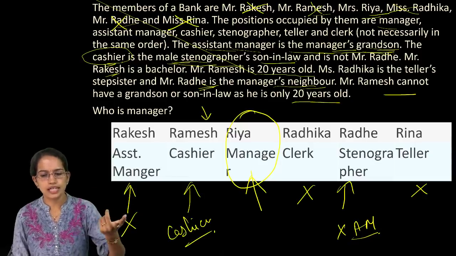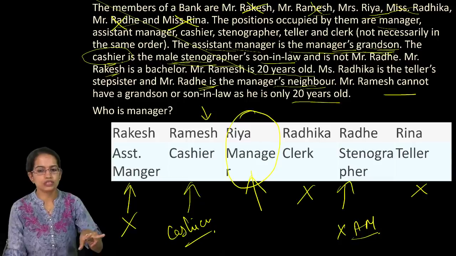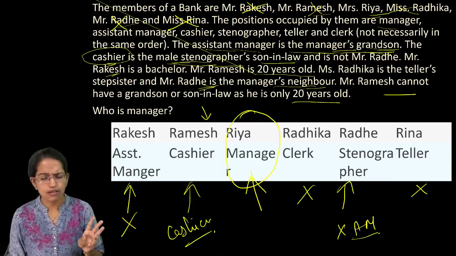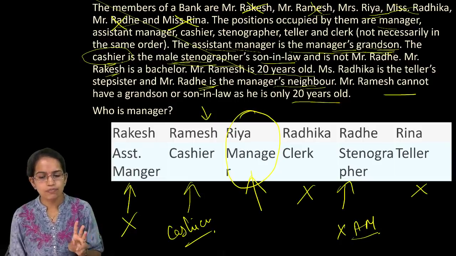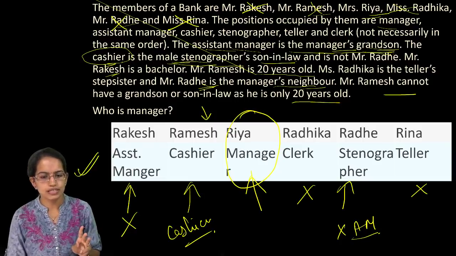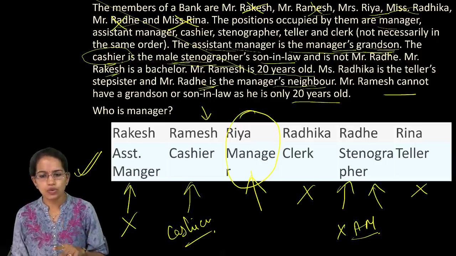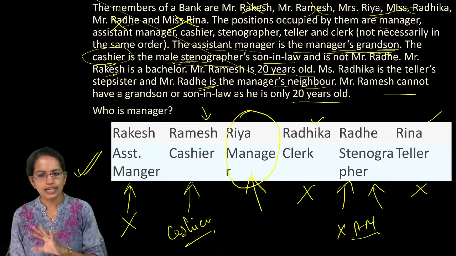And who becomes the stenographer? Now two males and two positions. So assistant manager and stenographer is left. Now since Radhe cannot be assistant manager, Rakesh would be the assistant manager and Radhe would be the stenographer. Once I have this, I am left with two girls, Radhika and Reena. Okay, Radhika and Reena left.